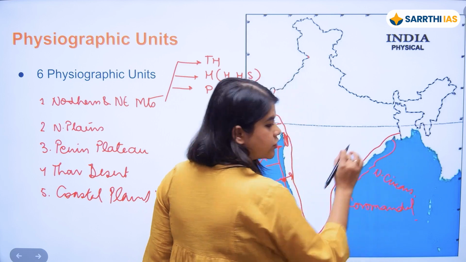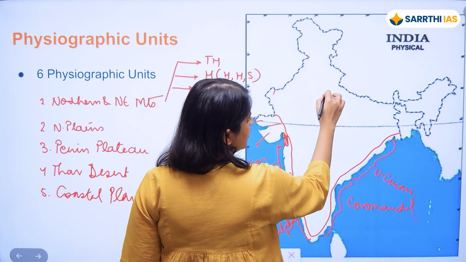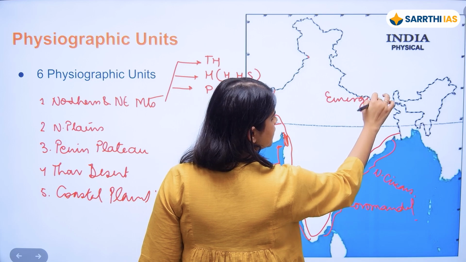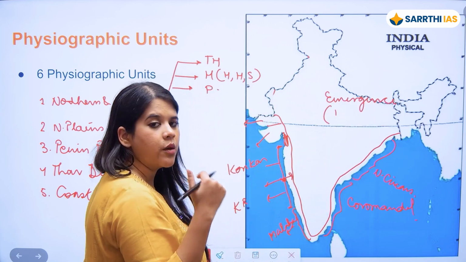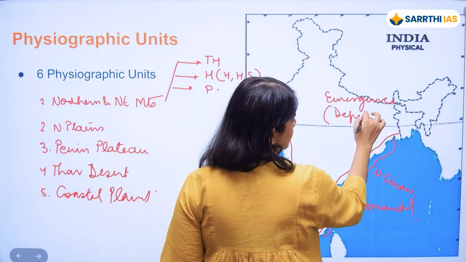The eastern coast of India is completely a shoreline of emergence, and what is this emergence because of? Exogenic forces. This emergence is taking place because of deposition.